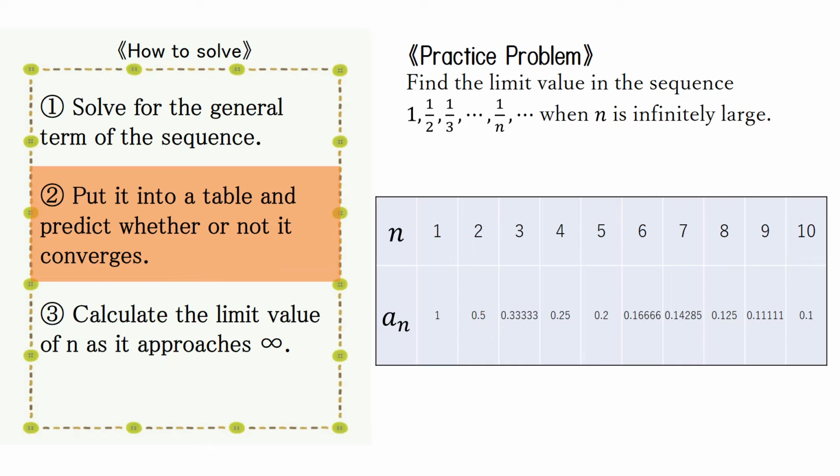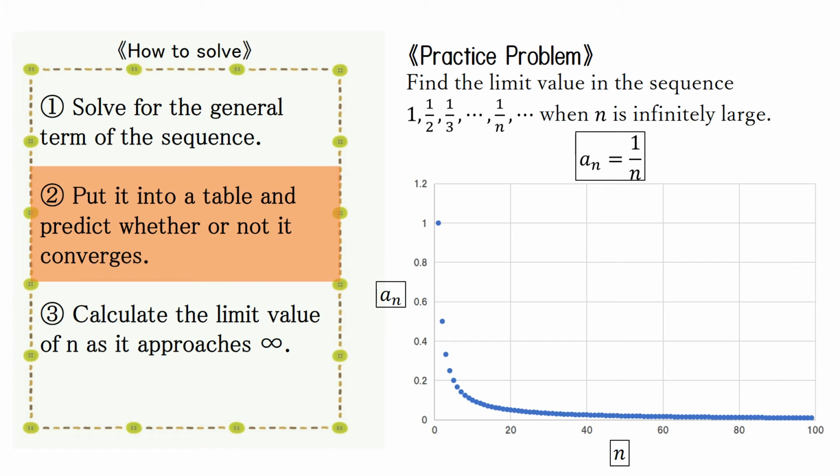If you look at the table with the values of a sub n up to n equals 10, you will see that the values of a sub n in the sequence a sub n are getting smaller and smaller from 1 as the value of n increases. So at what value does it converge? Take n as the horizontal axis and a sub n as the vertical axis, and put a point on the graph. Then we can see that the sequence a sub n converges to 0.